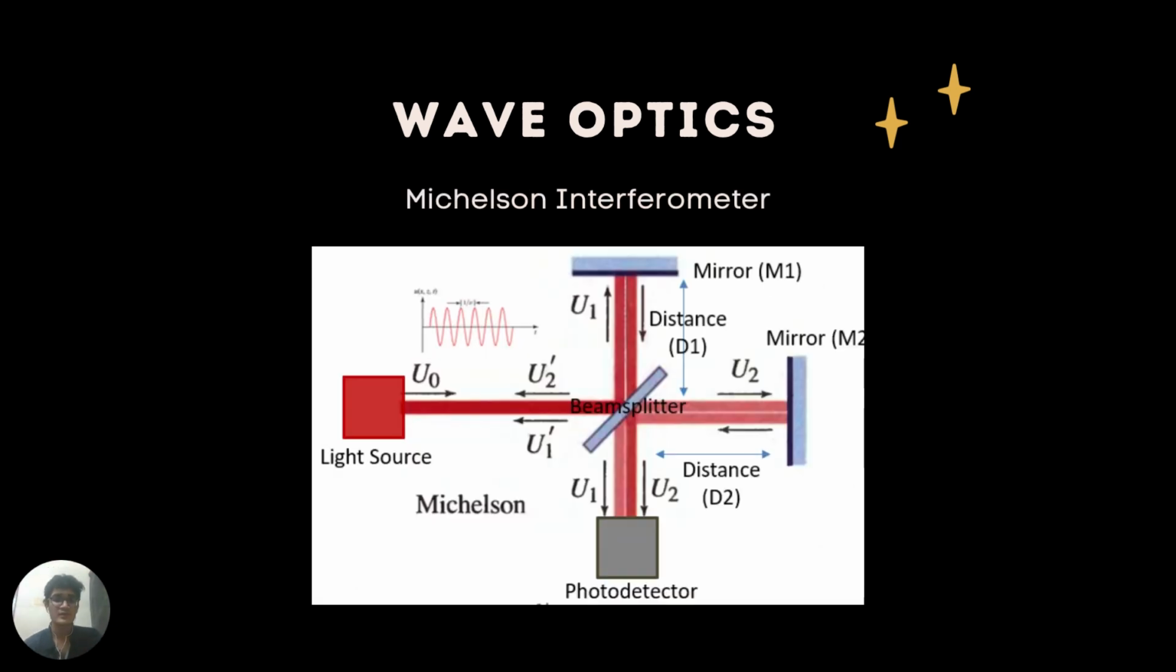And there are a few interesting experimental setups that are based on light interference. These apparatuses are called interferometers. We'll go through a few of them quickly, how they work and what use they find for us. So the first one here is the Michelson interferometer. Now, in the figure, you can see that there is a light source giving out an intensity U naught, which is going to something called a beam splitter that is kept inclined at the center.